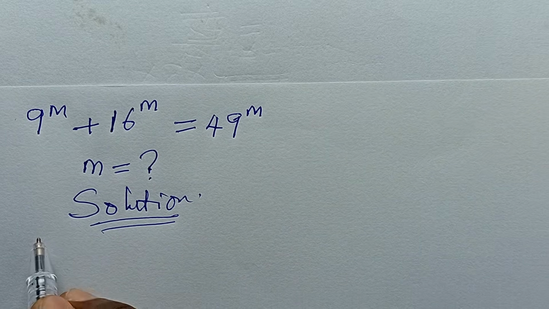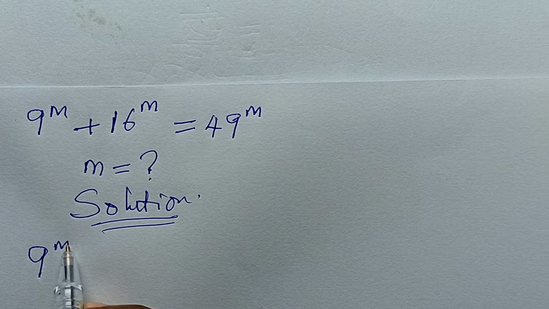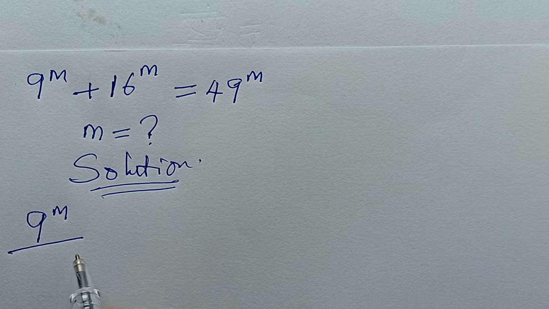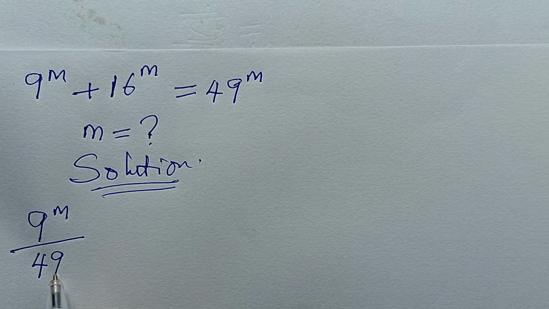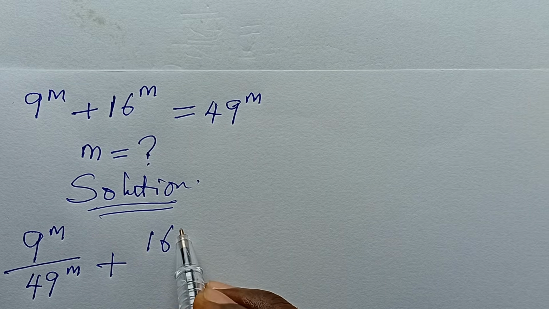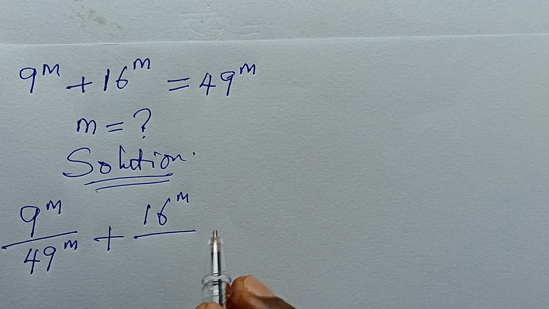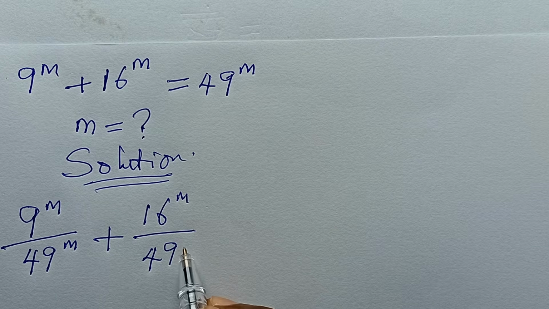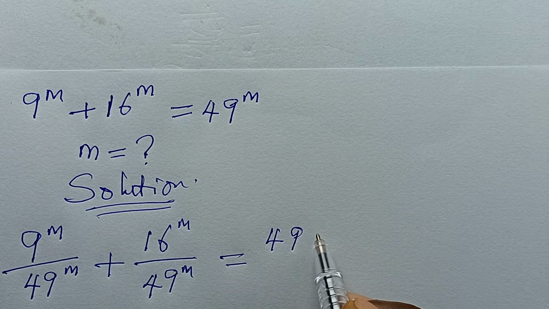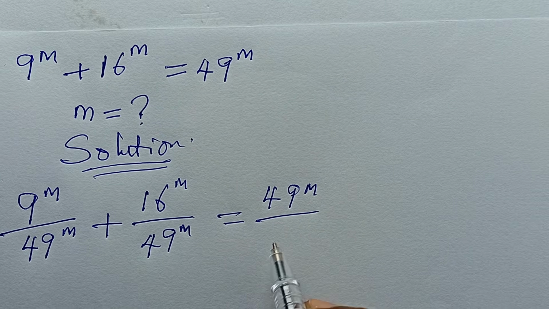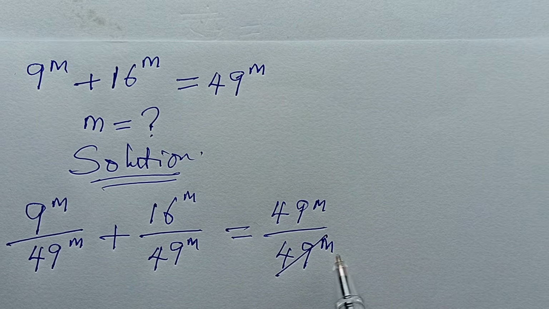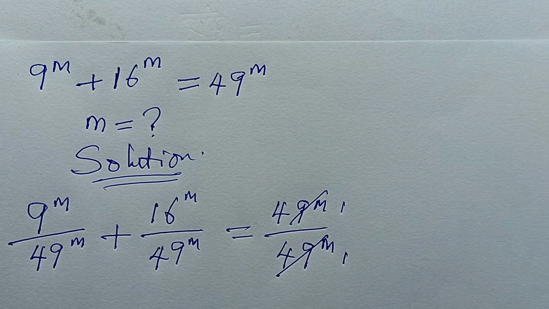Okay, so we're going to have 9 to the power of m all over 49 all raised to the power of m, plus here we have 16 to the power of m all over 49 to the power of m. This is equal to 49 to the power of m all over 49 to the power of m also. So we discover that this will give us 1, this will give us 1.